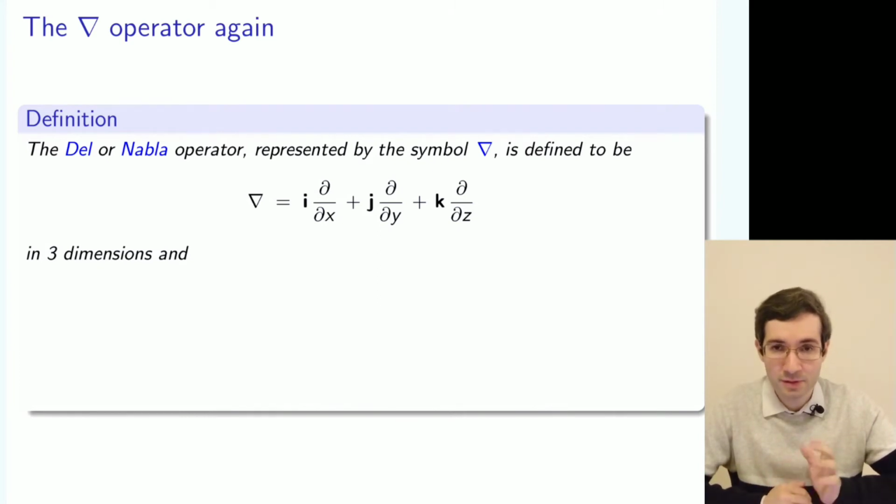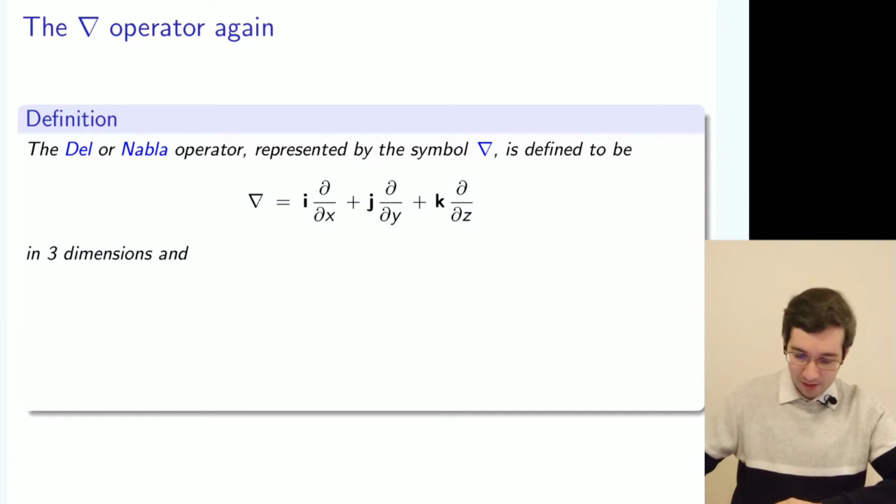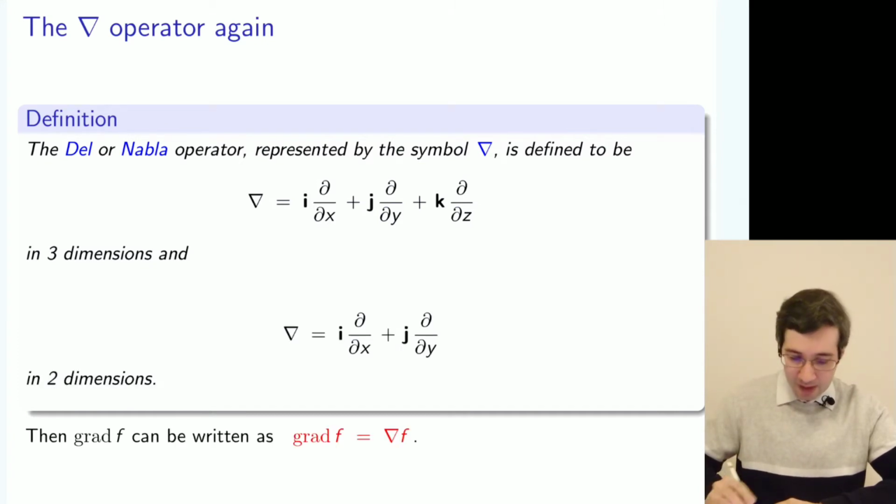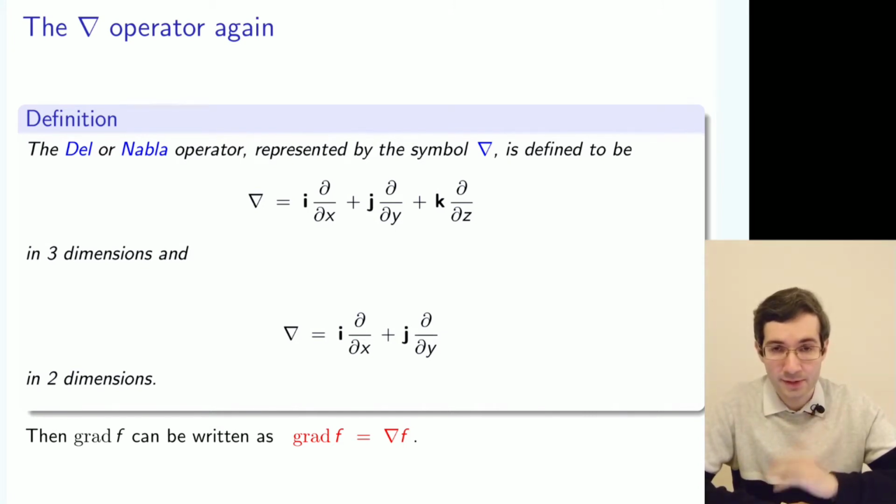Why we're looking at this? Because that is a very useful way to apply this in many situations, not just for the gradient. So this is in 3 dimensions and this is in 2 dimensions. So the difference is just that you have only 2 partial derivatives because you have only x and y directions.